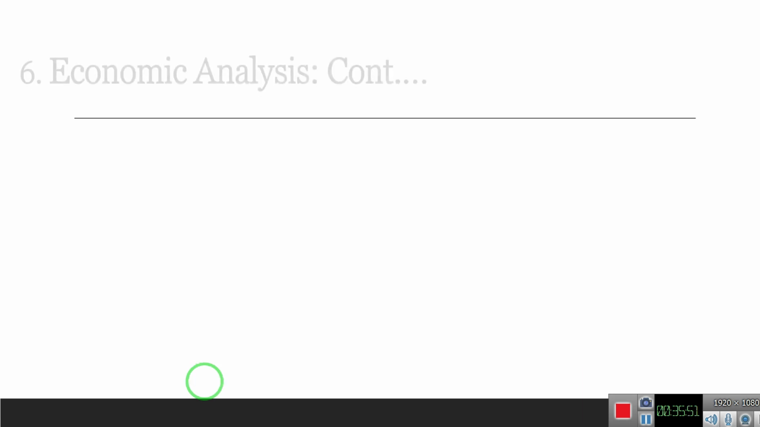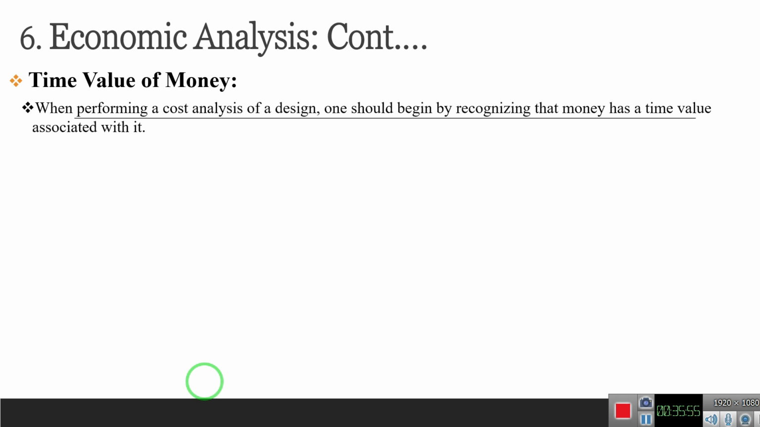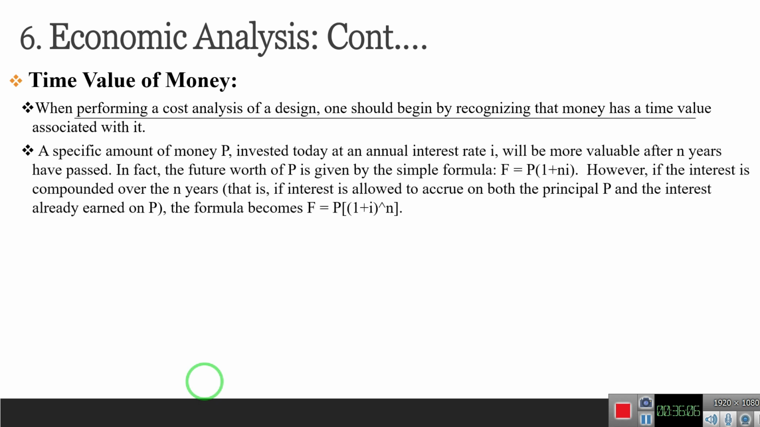Okay, last topic. Time value of money, economic analysis. When performing a cost analysis of a design, one should begin by recognizing that money has a time value associated with it. A specific amount of money P, let us take we have P amount of money invested today at an annual interest rate i, will be more valuable after n years.